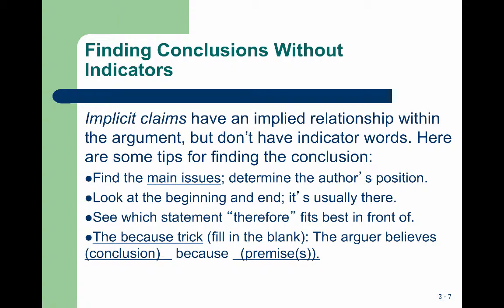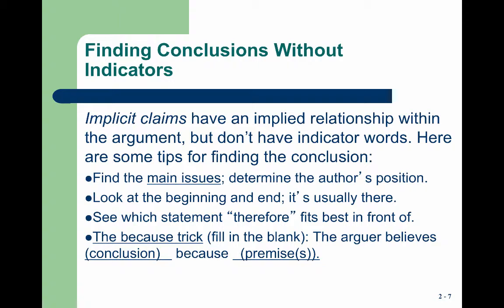Okay, so those arguments were actually kind of easy to figure out because they had indicator words. But what if the argument doesn't contain any indicator words? Implicit claims are statements that have a relationship to the argument, but they don't use indicator words, so you'll need to figure out which is the premise or premises and which is the conclusion. And generally speaking, you do this by searching for the conclusion.